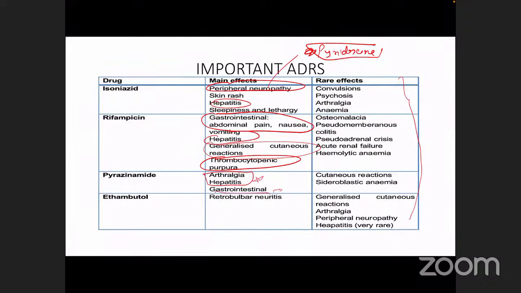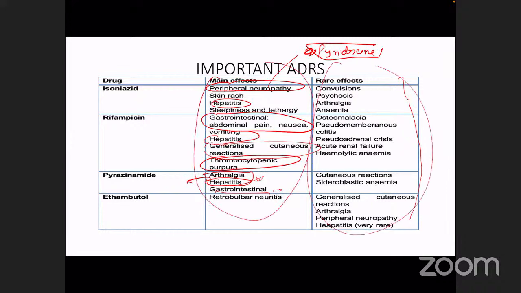Though this is common, it is not very significant for changing the management. For arthralgia, you have to look at uric acid and manage based on whether the uric acid is raised or not. And for hepatitis, obviously you have to stop this drug. So basically, these are the main ADRs and the uncommon ADRs.